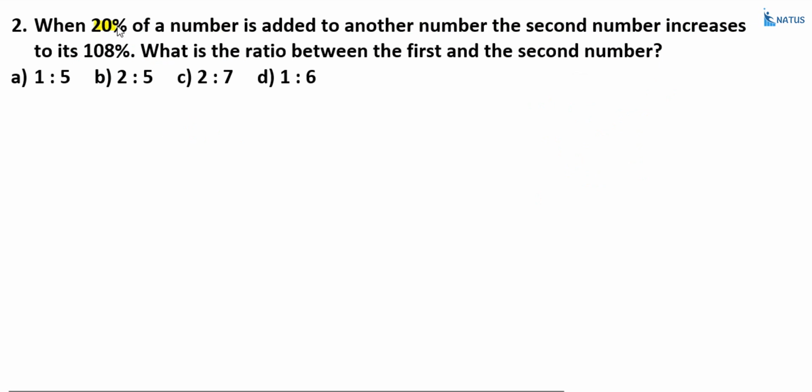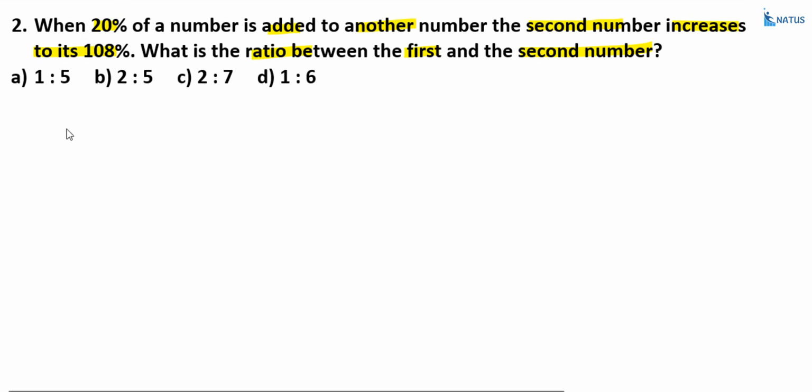When 20% of a number is added to the other number, the second number increases by 108%. Then what is the ratio between the first and second number? Suppose the first number is X and the second number is Y.